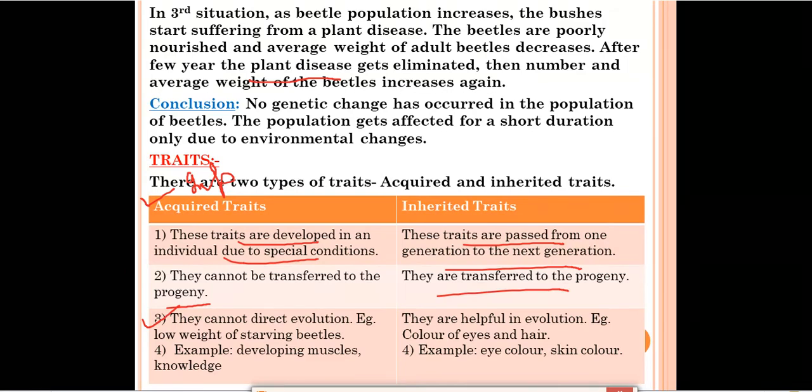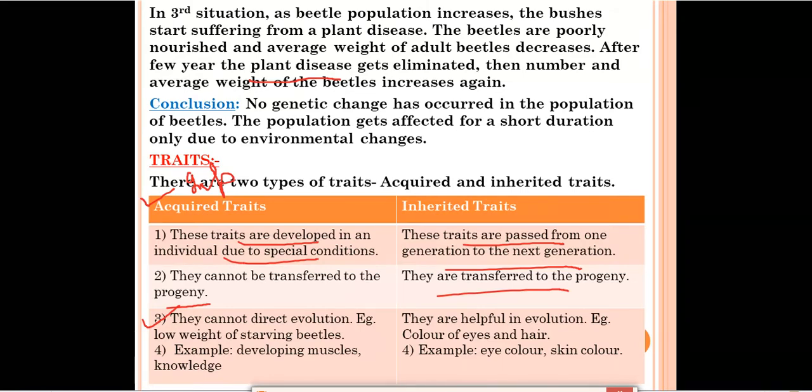Example of acquired trait: they cannot direct evolution. Example, low weight of starving beetles, and in this one, color of eyes and hair. Examples of acquired traits, you can write developing muscles, knowledge, and in this one you can write eye color and skin color. The muscles cannot be transferred to the children or the offspring. Okay, write that knowledge or any learning capabilities cannot be transferred to the children.